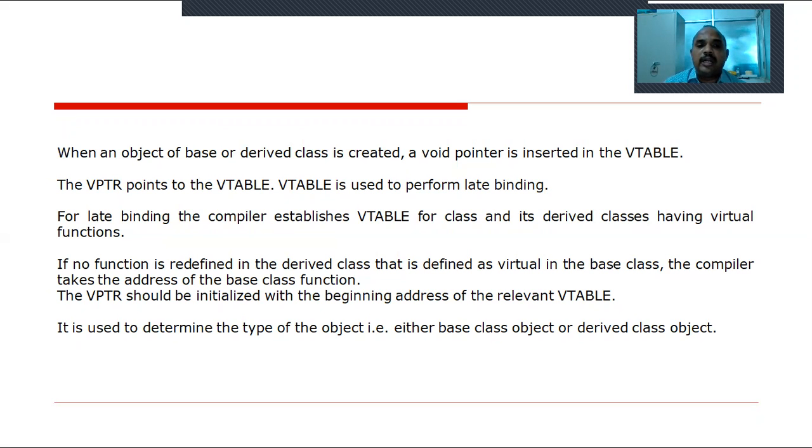For late binding, the compiler establishes a V table for a class and its derived classes having virtual functions. If no function is redefined in the derived class that is defined as virtual in the base class, the compiler takes the address of the base class function. The virtual pointer should be initialized with the beginning address of the relevant virtual table.